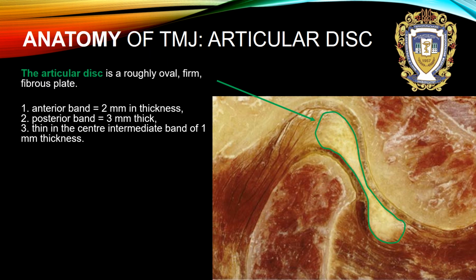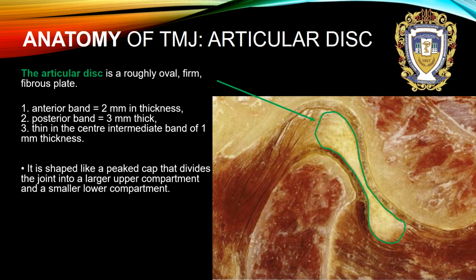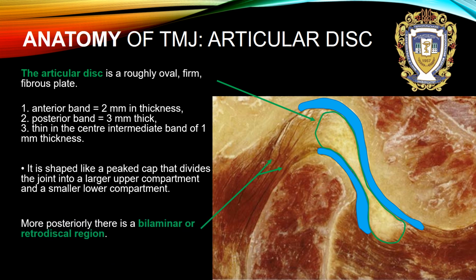The articular disc is a roughly oval, firm, fibrous plate. Its anterior band is near 2 mm in thickness, and the posterior band is 3 mm thick. It is thin in the center, with an intermediate band of 1 mm thickness. It is shaped like a peaked cap that divides the joint into a larger upper compartment and a smaller lower compartment. More posteriorly, there is a bilaminar or retrodiscal region.